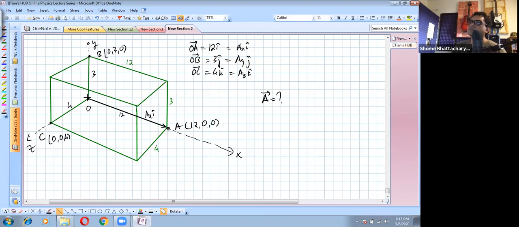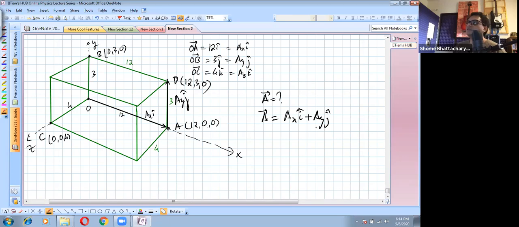But instead of making the displacement from O, you made it from here. So you reach this point. This is your second displacement, A_y j cap. Now after completing a displacement of A_x i cap plus A_y j cap, you started from the origin, reached this point A, and now you reach some point over here, let's say D. Now what will the coordinates of this point be? The coordinates of this point will be 12, 3, 0.